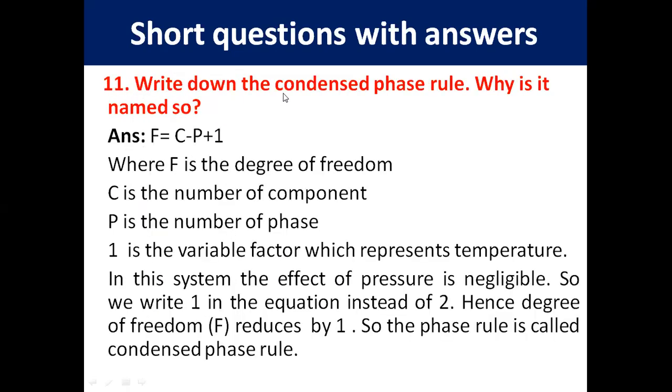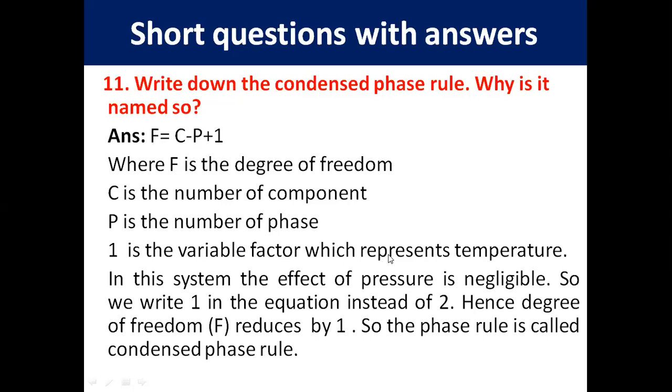Question number 11. Write down the condensed phase rule. Why is it named so? So the condensed phase rule is expressed as F is equal to C minus P plus 1, where F is the degree of freedom, C is the number of components, P is the number of phases. And here 1 is the variable factor.